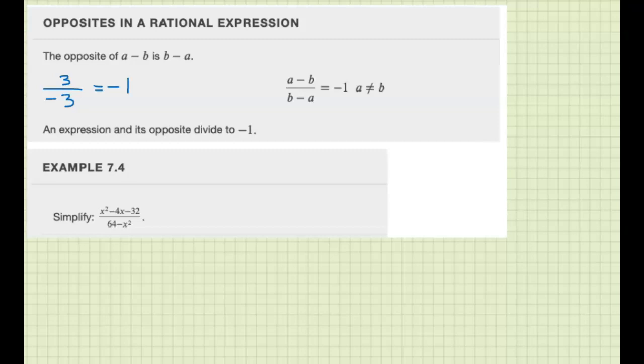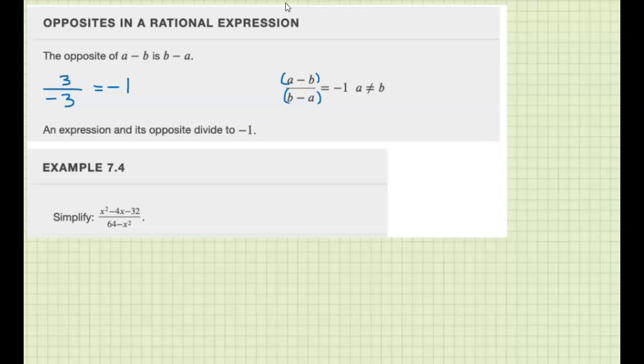So we have a minus b over b minus a. The a's have opposite signs and the b's have opposite signs. Right? So you have these two factors. They cancel, but you get a negative 1, because they're exact opposites, just like with numbers.